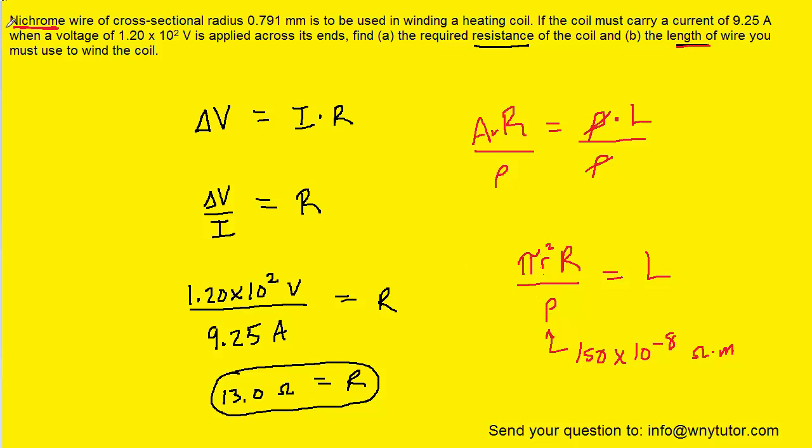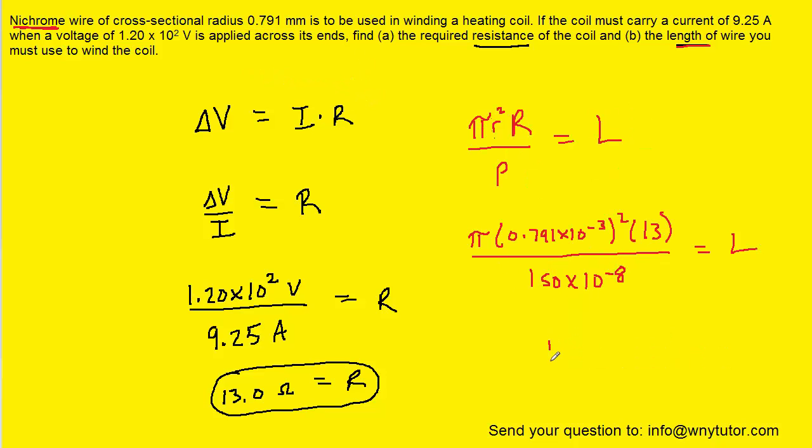Now that we have all the values for the radius and the resistivity, as well as the resistance, we can plug in. Don't forget to change your radius into meters by multiplying it by 10 to the minus 3. So let's go ahead and plug in all the known values. And when we compute that, we should get approximately 17.0 meters for the length of the wire. So this is the correct answer to part B.